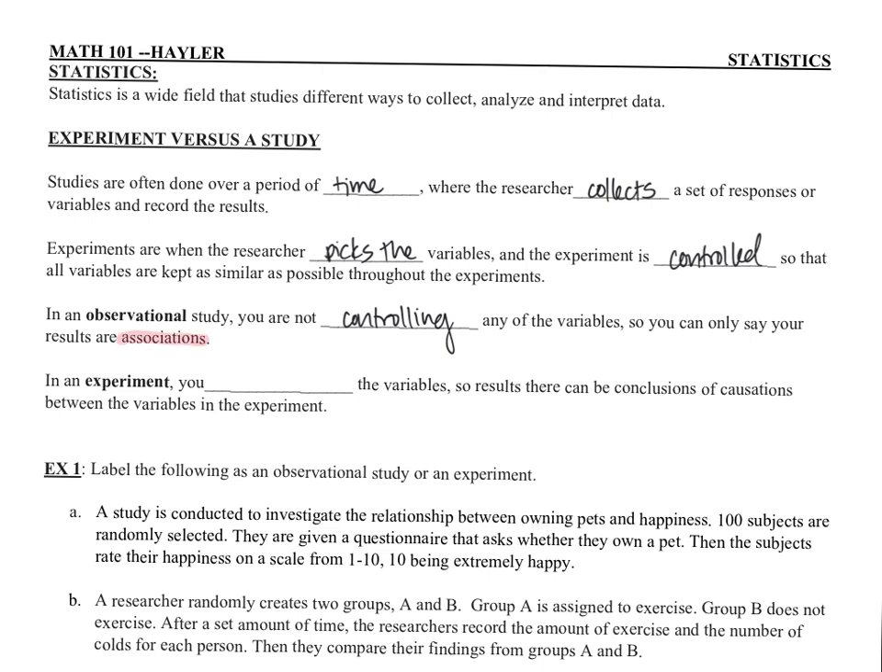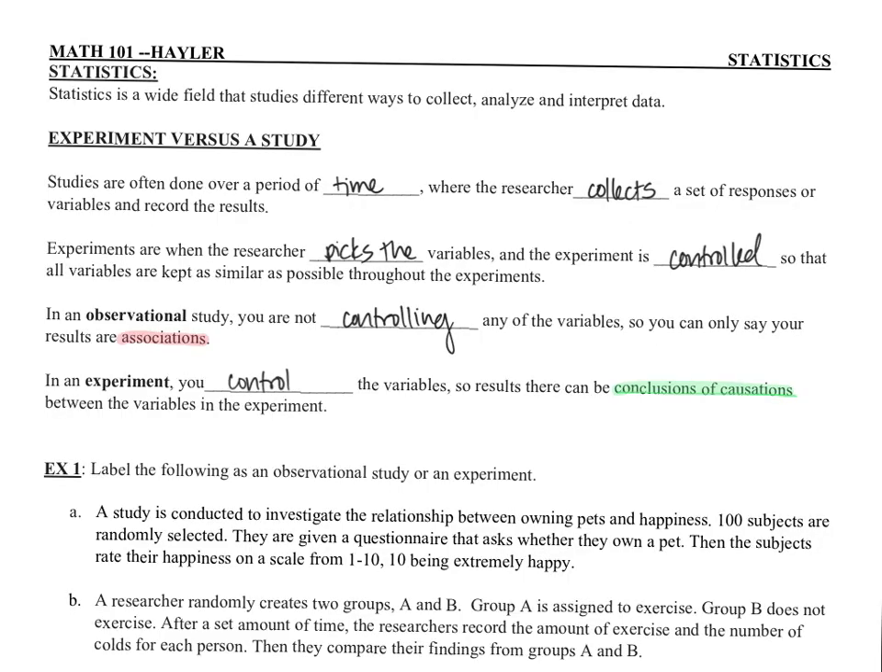Okay, so if you have an observational study, the only thing you can say when you announce your results is that there was an association. In an experiment, you control the variables. So, results there can be conclusions of causations between the variables in the experiments, which means you can say that you have a conclusion of causation. Let me go ahead and highlight that one actually.